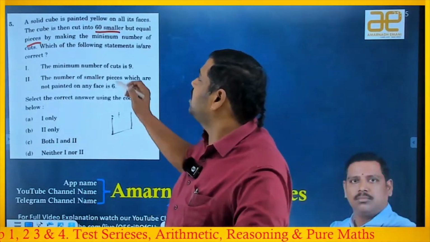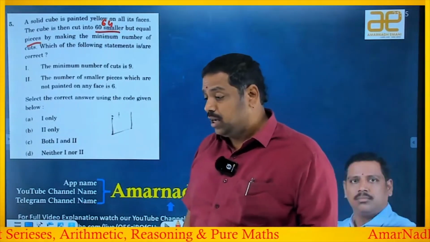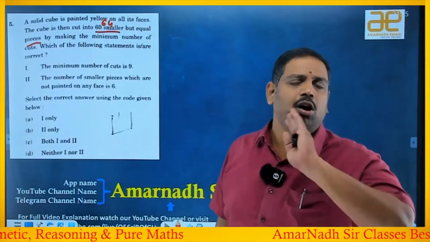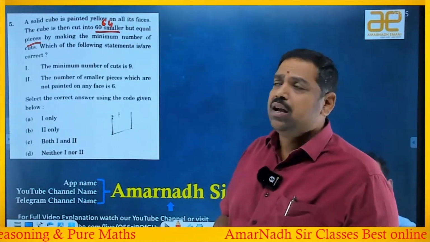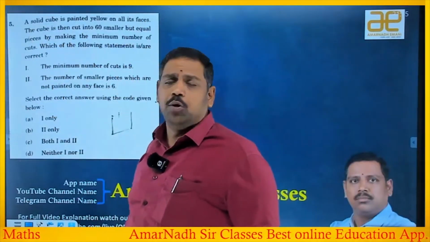Because people will think that, sir, this is a wrong question. Actually, he has to give 64 because it should be a perfect cube. We know that concept very well. So he is giving a wrong one. No, not at all. That is a valid one. That is a valid one, because he is not saying that it should be a cube.